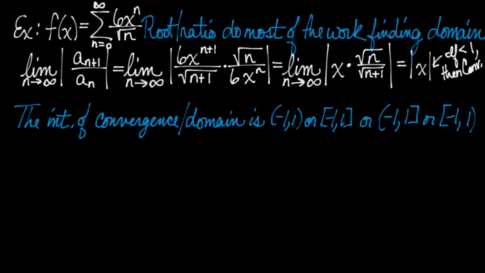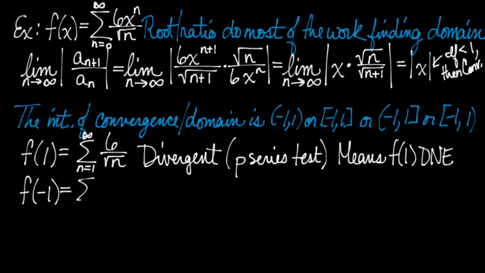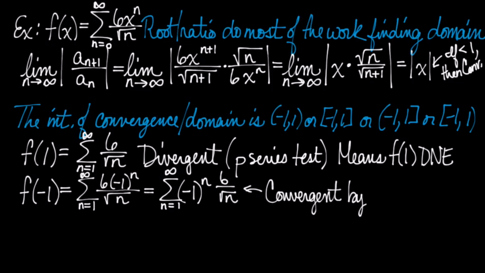And just like in the other examples from this lesson, we actually have to compute f of 1 and f of -1 ourselves and decide if those two series are convergent. That goes a little quickly. When you plug in 1, you just get the sum from 1 to infinity of 6 over radical n, and that's divergent by the p-series test. And that means that f of 1 does not exist, and that means a parenthesis. f of -1 is the sum of 6 times -1 to the n power over radical n, and now that's alternating, which kind of changes everything.